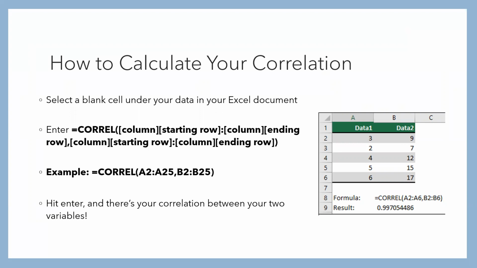So you have to figure out in which cell your first variable begins. So in the example, you see A2 to A25 and then B2 to B25. So just make sure that that's all working, and then you hit enter, and then there's your correlation between your two variables, and you can look at the screenshotted example on the slide too.